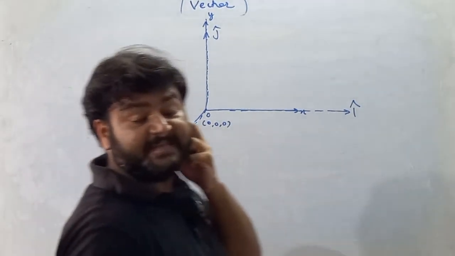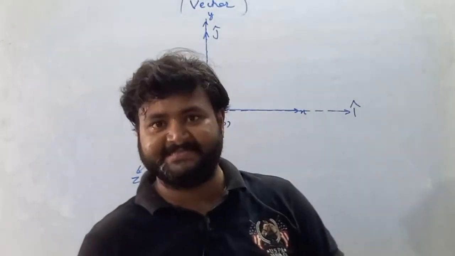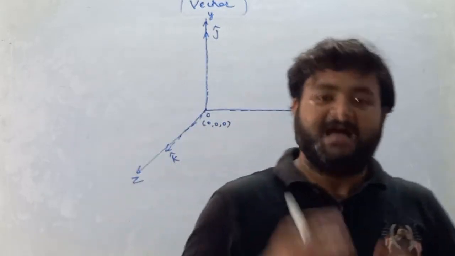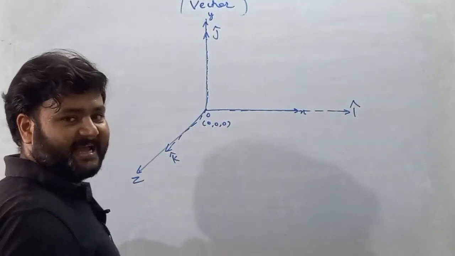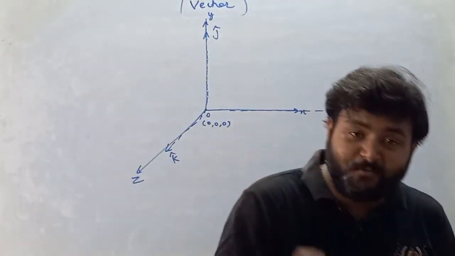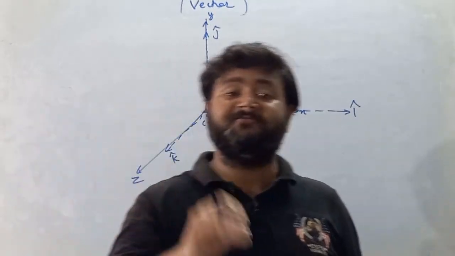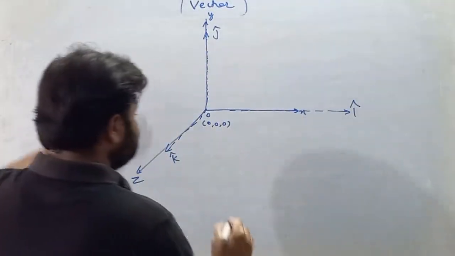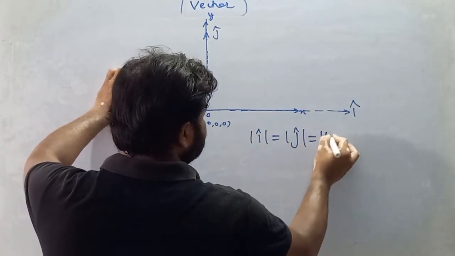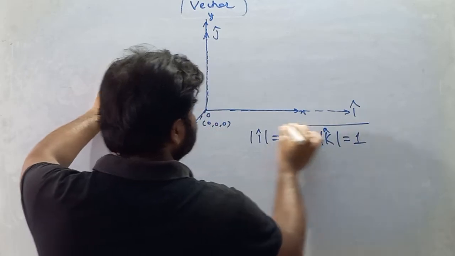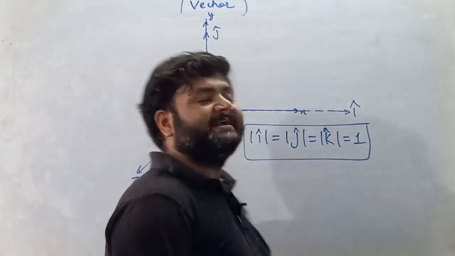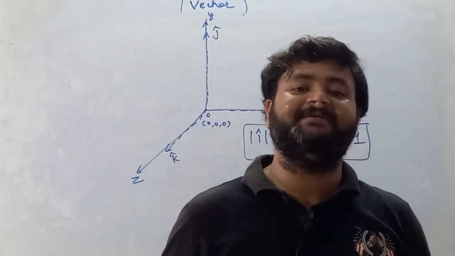So we have three different types of unit vectors. Along x-axis, it is i cap, along y-axis, it is j cap, and along z-axis, it is k cap. Remember, their magnitude is 1. These unit vectors are only used to define the direction of any vector quantity. So I'll write here: magnitude of i cap, magnitude of j cap, and magnitude of k cap is equal to 1, because these vectors are only used to give the direction.